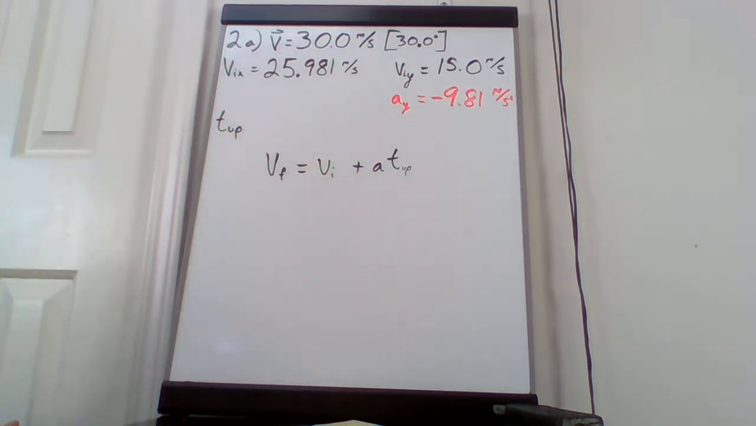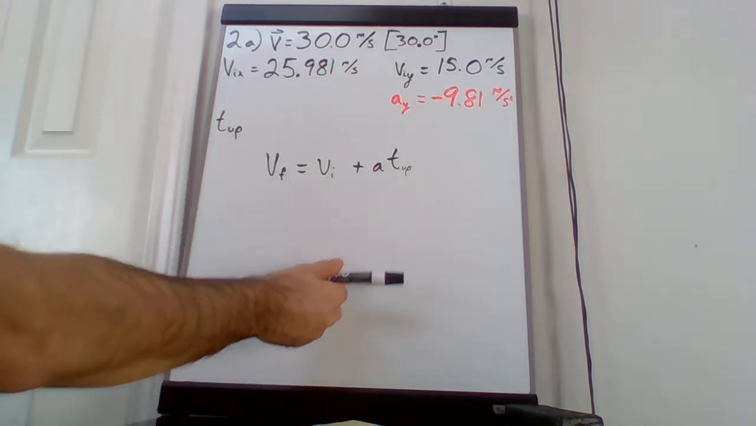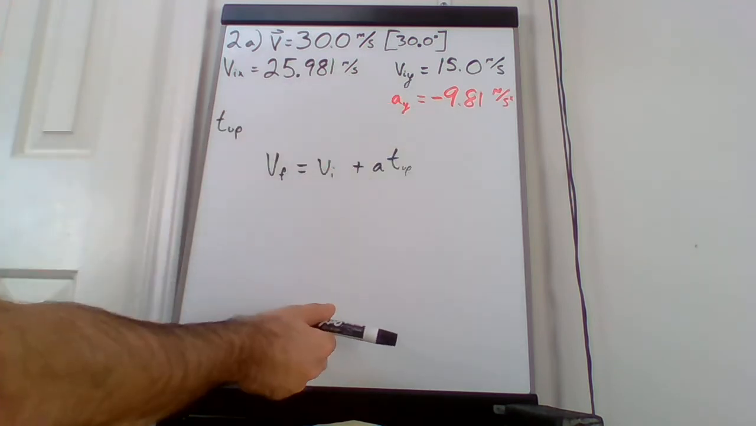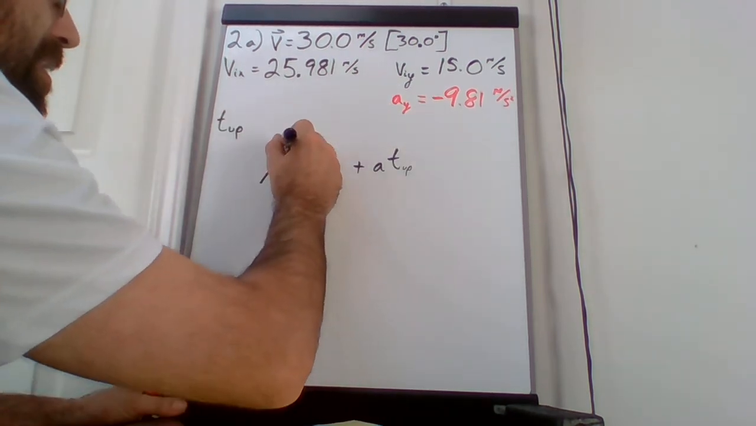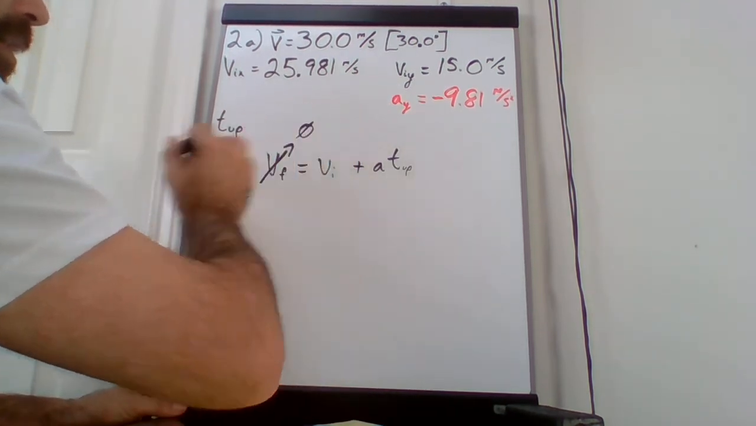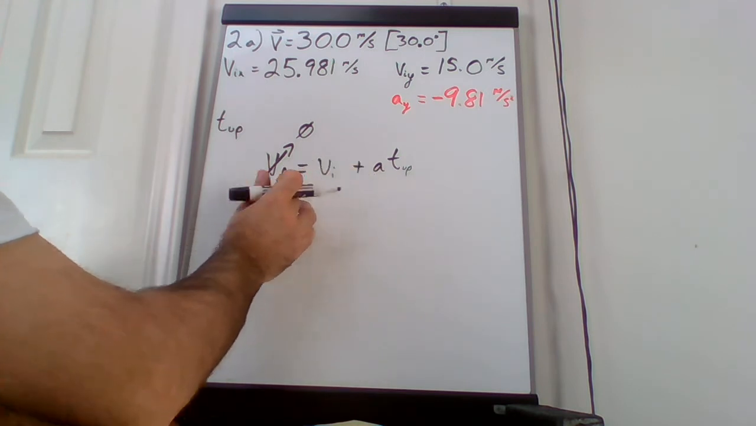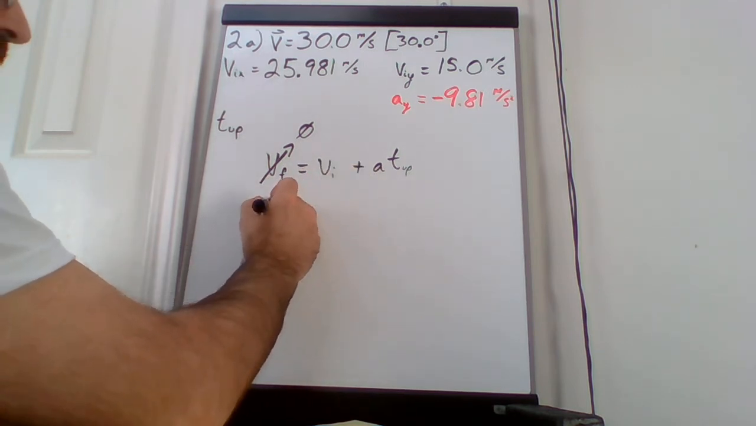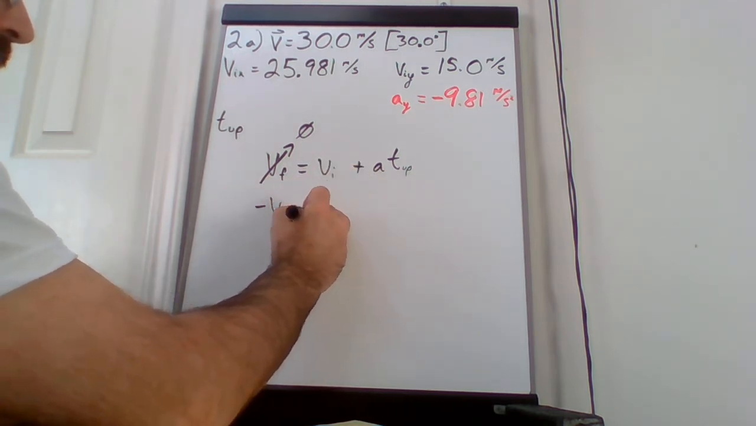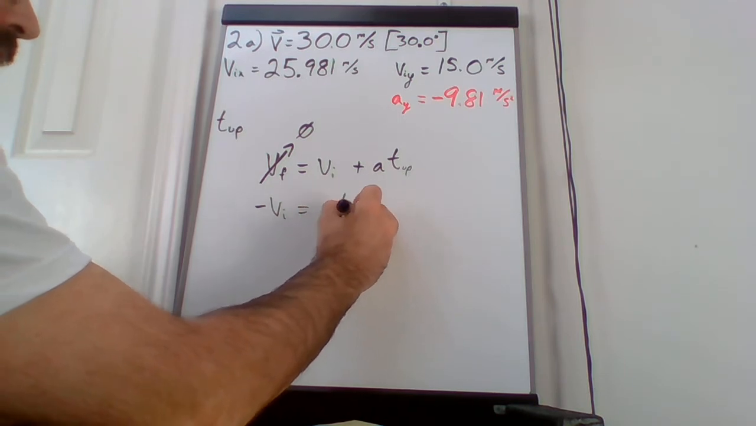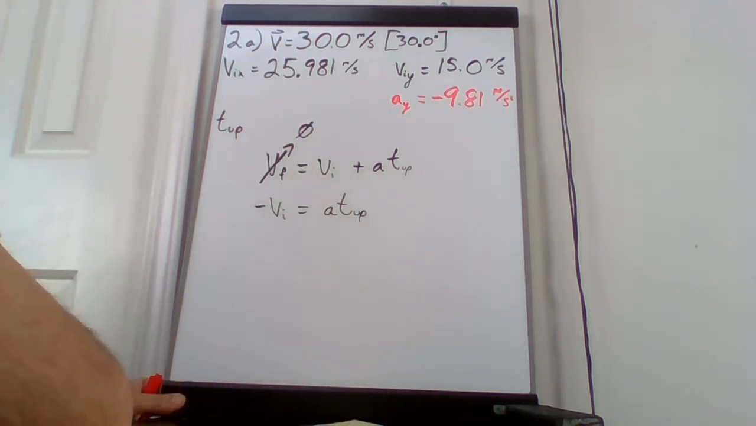So if we're looking at this, as it comes to the top, it stops and comes back down. Well, that means that this piece here, Vf, is always 0. And so I'm going to bring this Vi to the other side. So I've got negative Vi equals acceleration multiplied by the time up.